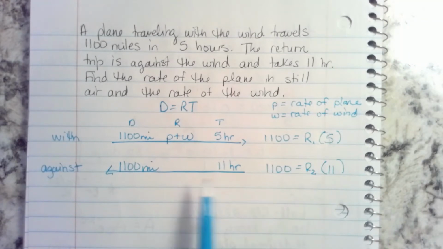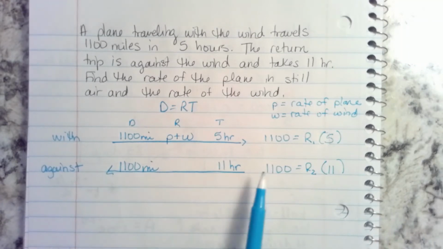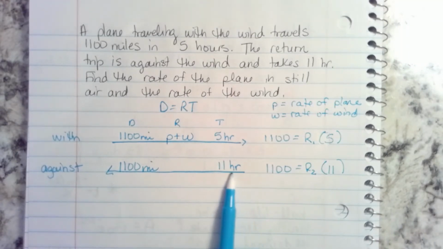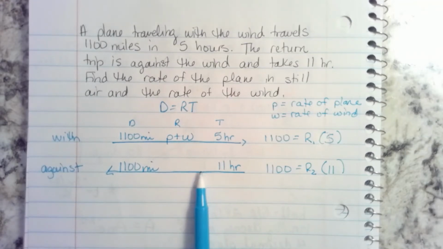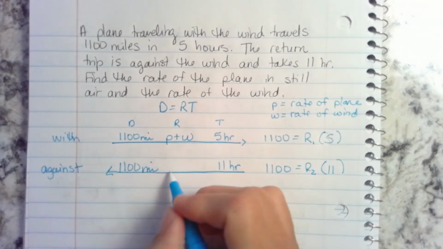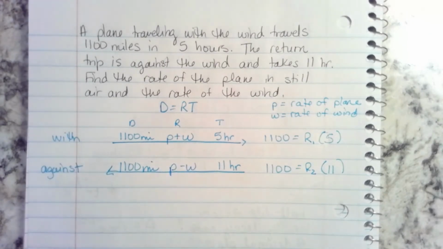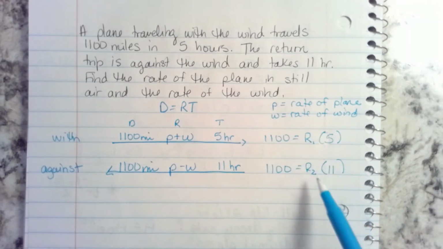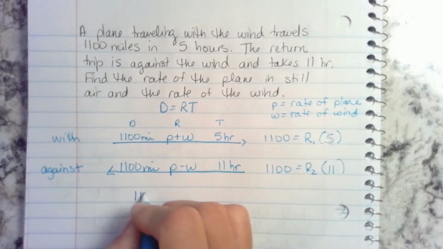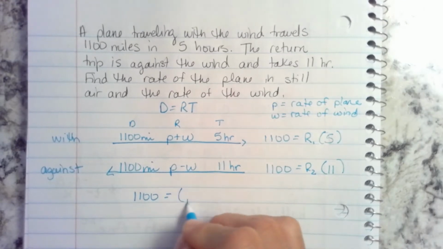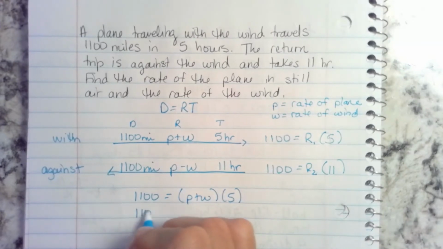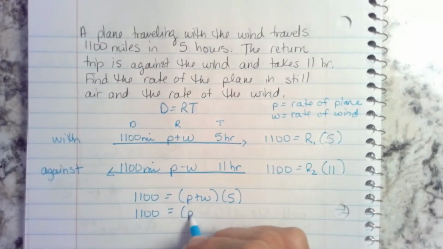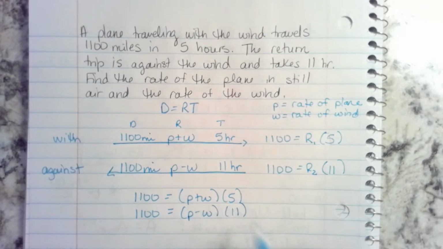But what's happening whenever he turns around and comes back? Hopefully the plane is flying faster than the wind. Otherwise, the wind will be pushing the plane backwards. So we're going to have the plane minus the speed of the wind. So now instead of these R's, we're going to put these expressions. So we're going to have 1,100 is equal to rate times time.